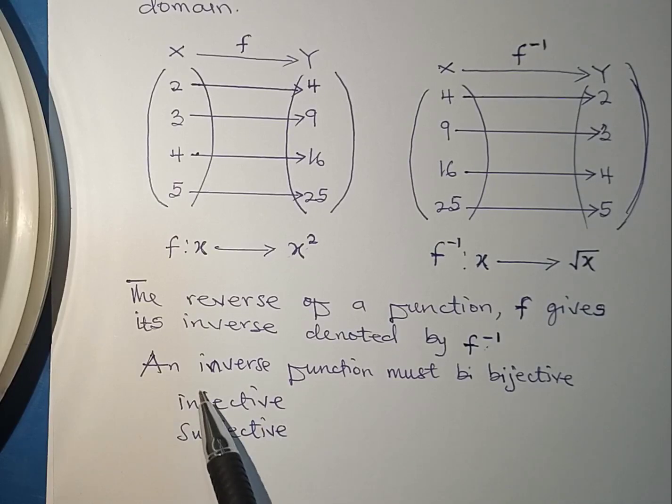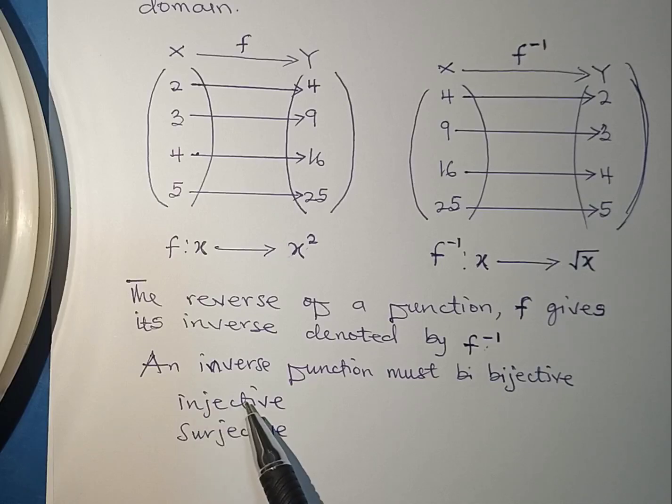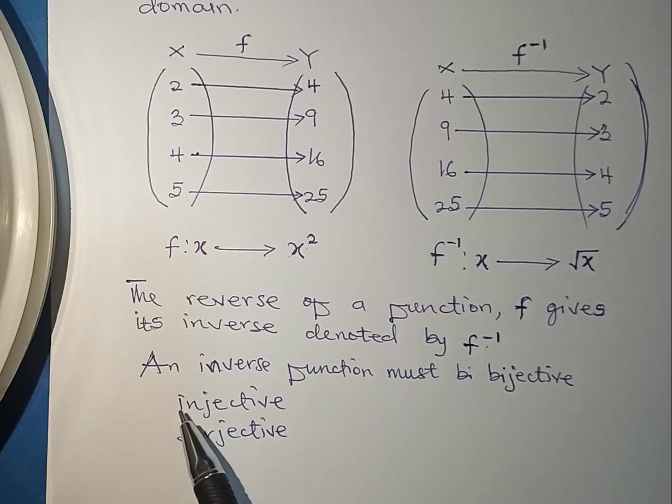Injective and surjective, these two words. When we say injective, what does it mean? We have already said that when we talk about injective, the function is one to one. When each element in the domain corresponds to only one element in the codomain, then we say that function is injective or one to one.